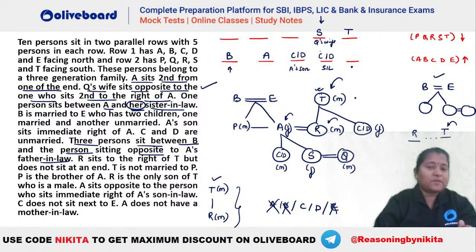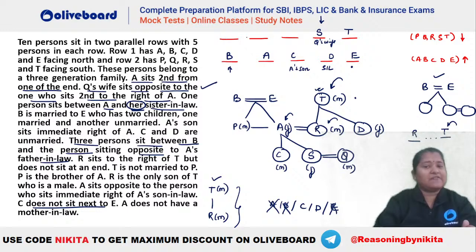So if you have B here, that means the only person remaining will be E, who will be placed here. Now if you check the last line, it says C does not sit next to E. So that means C should not be a neighbor of E here. So if C is not a neighbor of E, that means D will be here and C will be here. That means you can understand that C will be A's son. Who will C be? Son. So that means this sister-in-law will be D. I hope this is clear. So D will be the sister-in-law. Okay. So this is the situation.